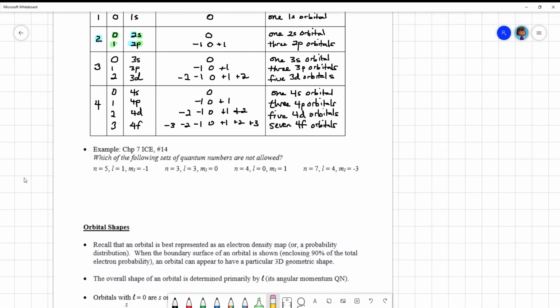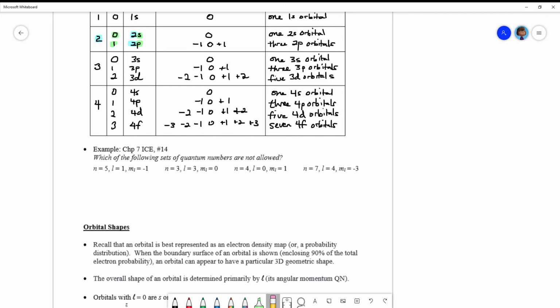So before we get to that, let's take a look at number 14. Number 14 from our ICE examples in chapter 7 says, which of the following sets of quantum numbers are not allowed? Which are forbidden quantum numbers? Well, let's take a look at each set of quantum numbers in turn. What we're given is a value of n, a value of L, and a value of m sub L. There are four sets of quantum numbers that we want to decide whether they are valid or just not allowed.